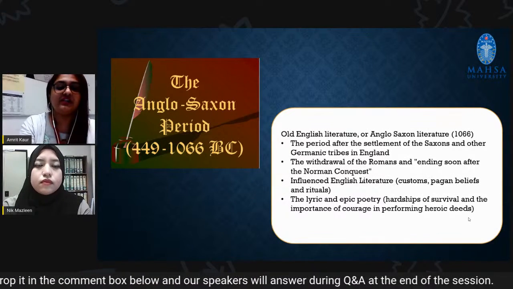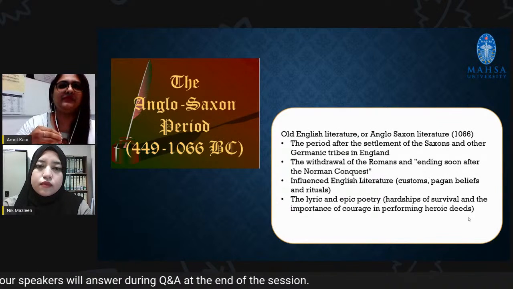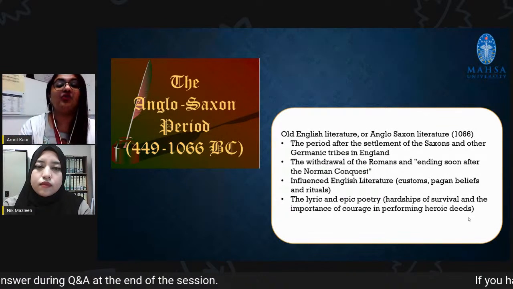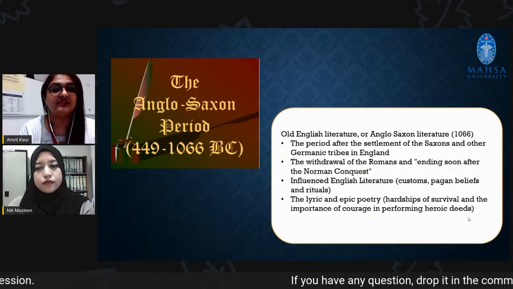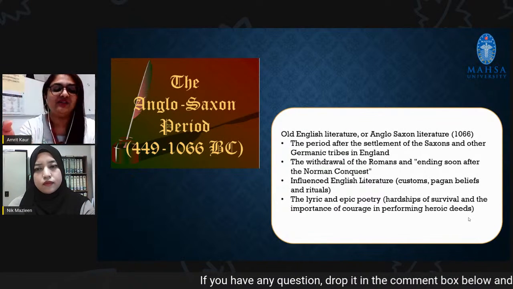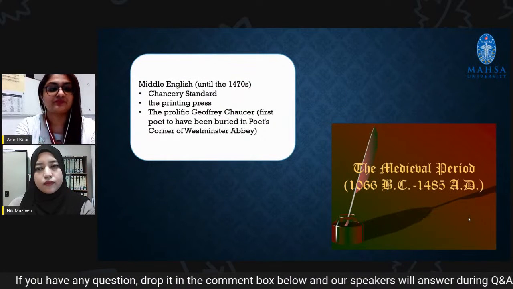So they used literature to show the importance of courage. Literature is really important in that sense. So this was the beginning of literature. Okay, let's look at the medieval period.